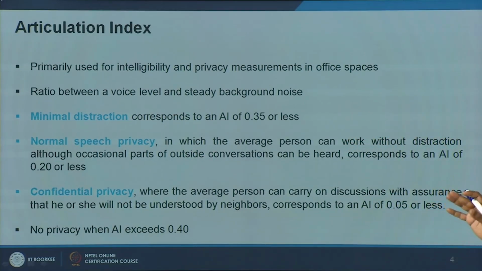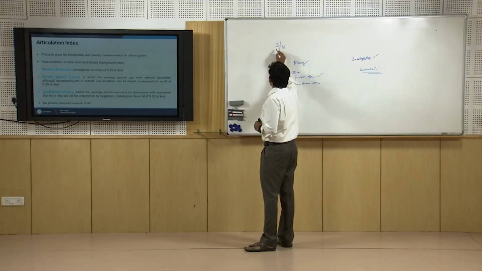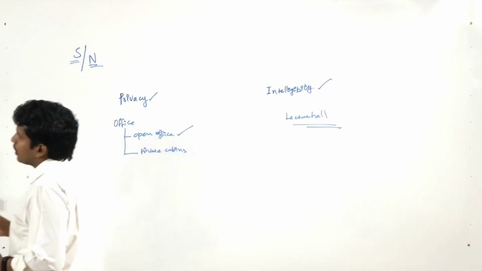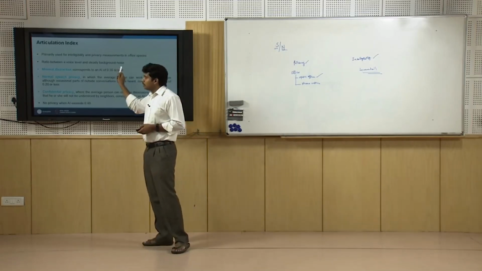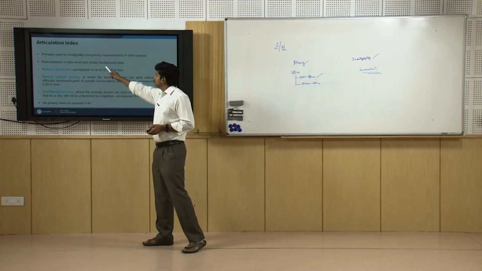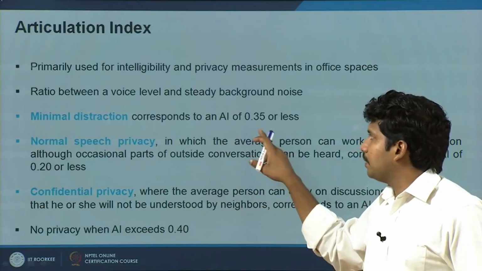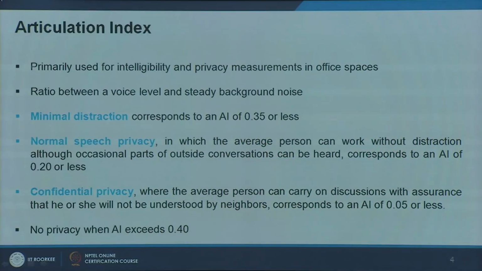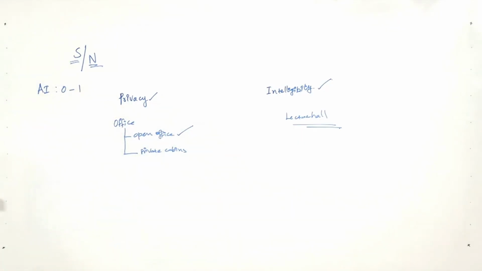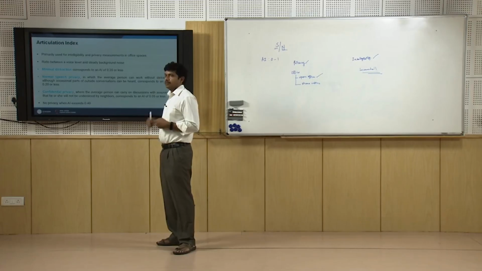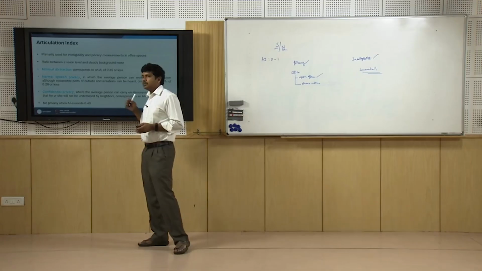More or less these quality indicators are a factor of S by N, that is signal to noise. Even the articulation index talks about the voice level, which is the signal, and the background noise level, which is the noise. So this is a form of signal to noise ratio. The articulation index ranges from 0 to 1. 1 means perfectly audible, 0 means you cannot hear, there is total inaudibility, which means acoustic privacy.